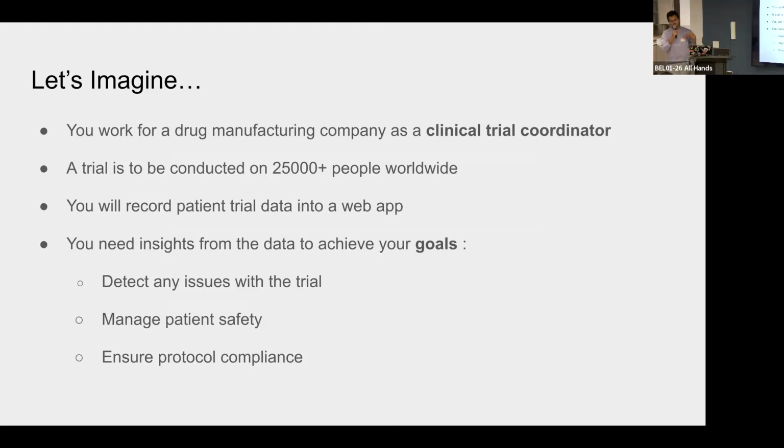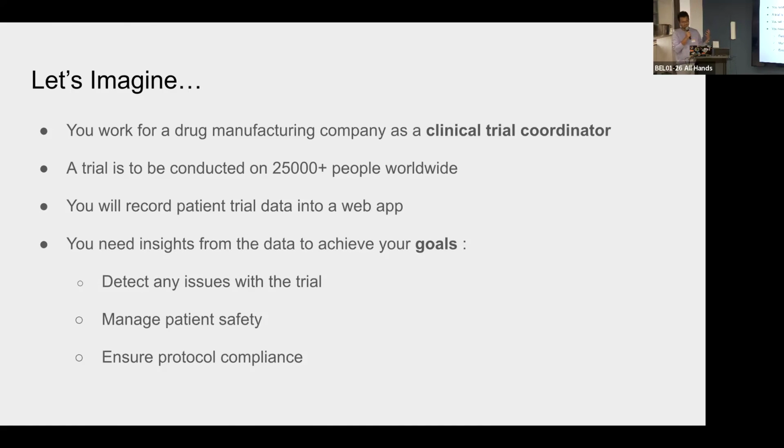And as a clinical trial coordinator, you will record some patient trial data into a web app that has been built for you and many other coordinators across the world just like you. And so when you input all that data in the web app, you also need some insights from that data to achieve some of your goals.